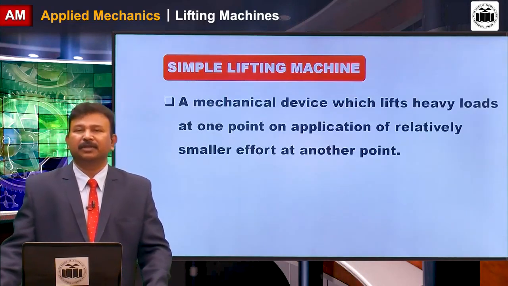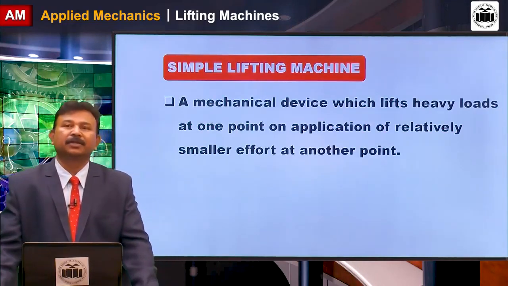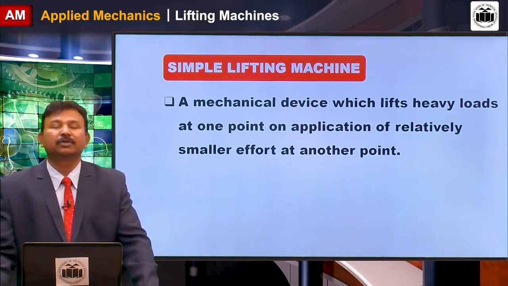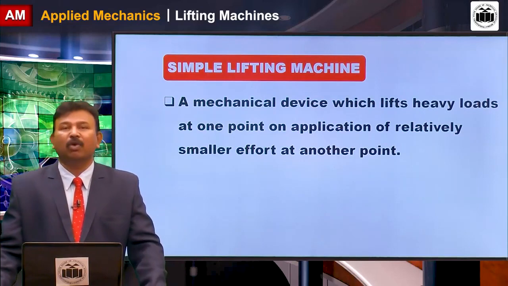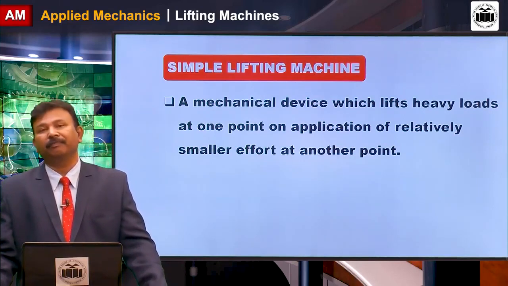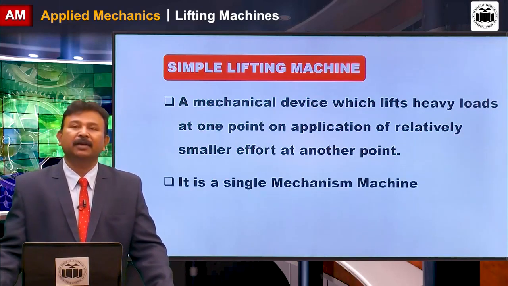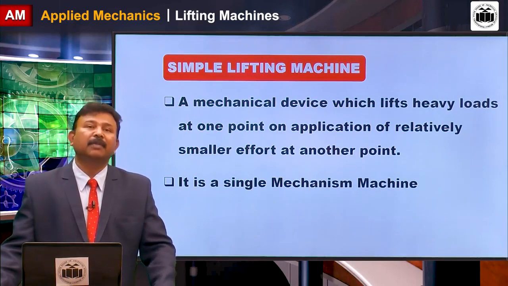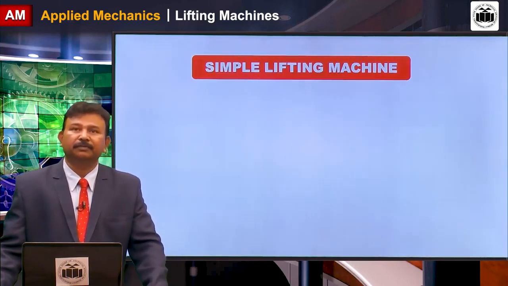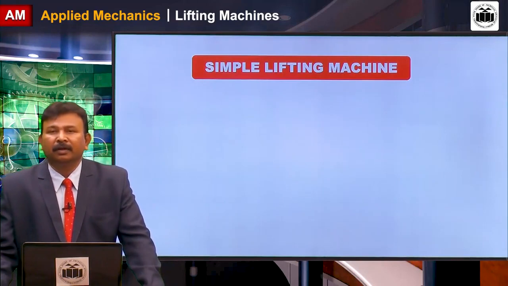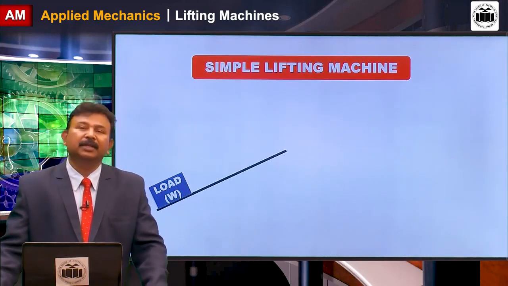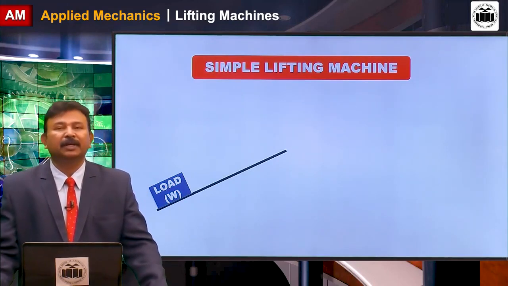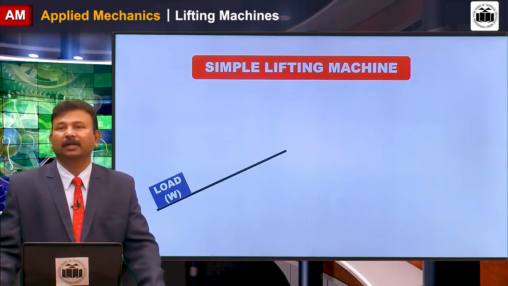Simple lifting machines: a mechanical device which lifts heavy loads at one point on application of relatively smaller effort at another point. Simple lifting machines are single mechanism machines. We can understand the concept of a simple lifting machine by the simple concept of load and effort.